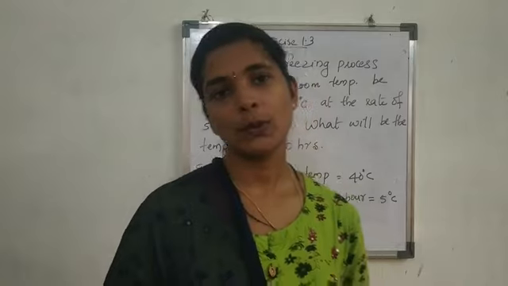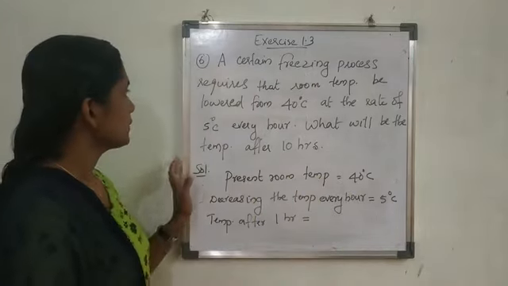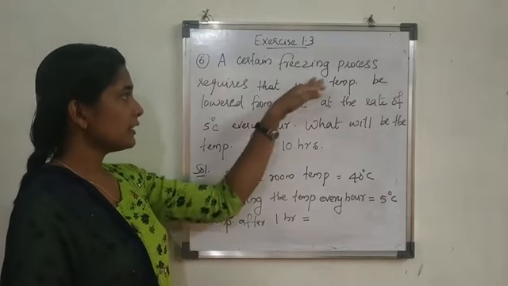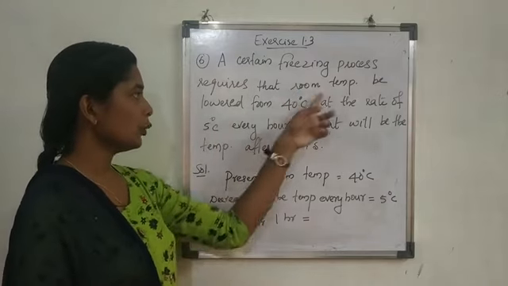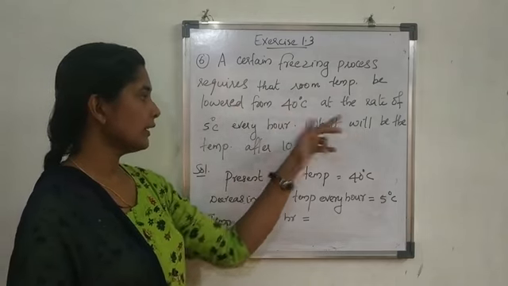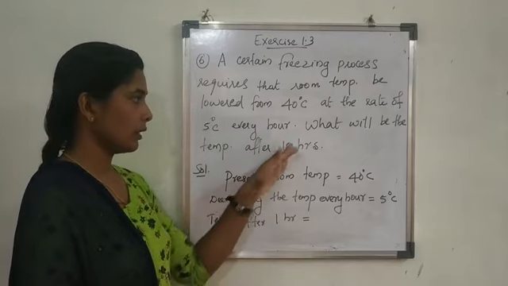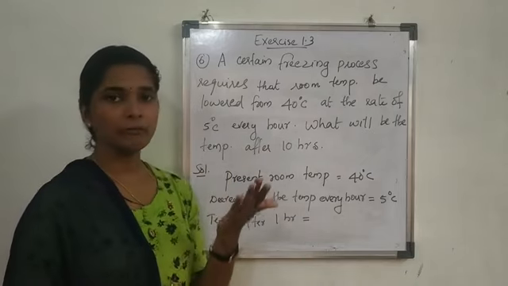Today we are going to solve some questions from exercise 1.3. Okay, so the sixth one: a certain freezing process requires that room temperature be lowered from 40 degrees Celsius at the rate of 5 degrees Celsius every hour. What will be the temperature after 10 hours?